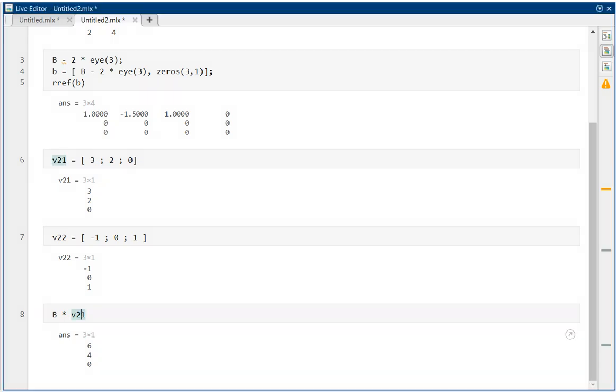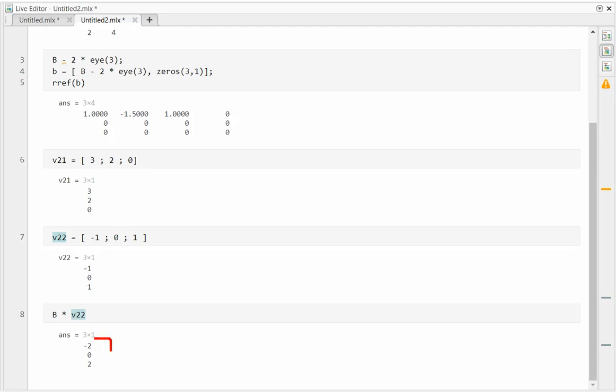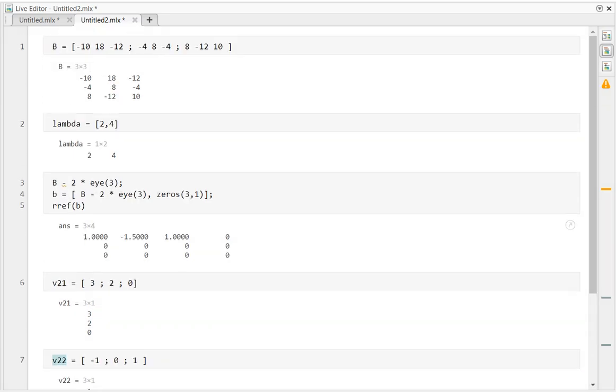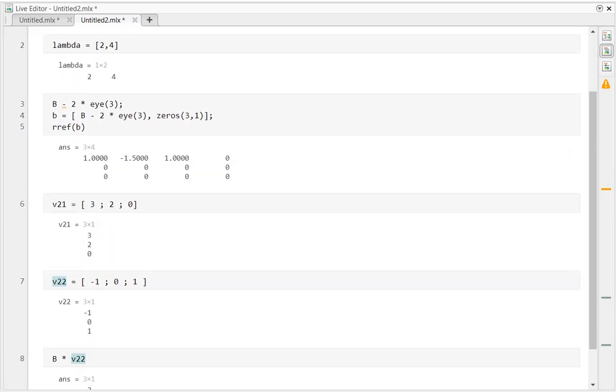And then all we have to do is check v sub 2,2. Boom. It's very clear that the -2, 0, 2 vector is double the -1, 0, 1 vector. All right, so that's how it works. I'm going to leave it there.